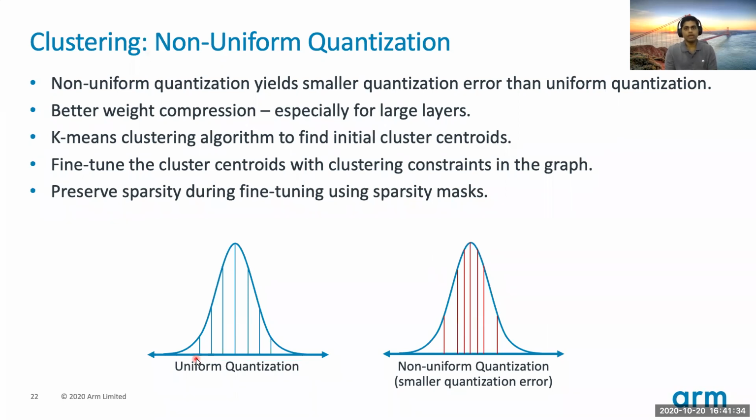So we'd have to do fine tuning, and during fine tuning, we have to put clustering constraints in the graph. Otherwise, what happens is, let's say you are clustering to 8 clusters and then start doing fine tuning. Again, you'll not get 8 clusters without these clustering constraints in the graph. So we have to make sure that we have clustering constraints in the graph. And typically we do pruning followed by clustering.